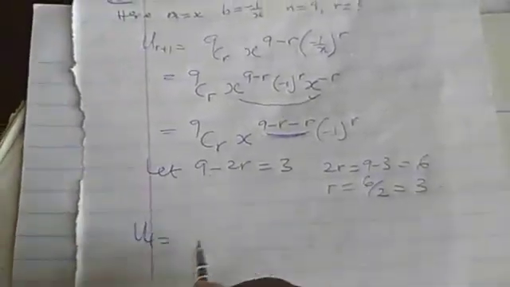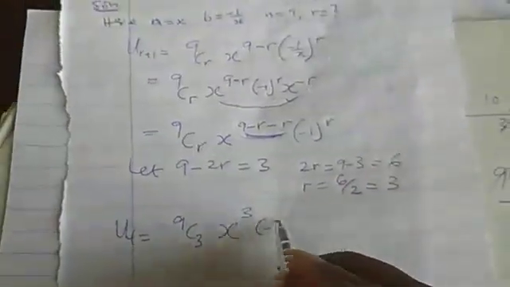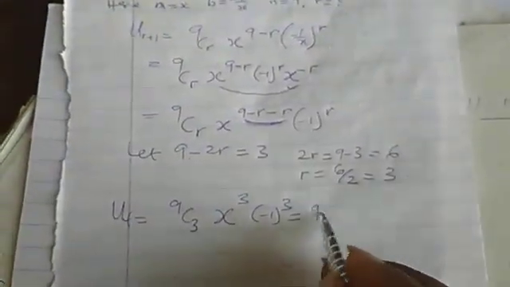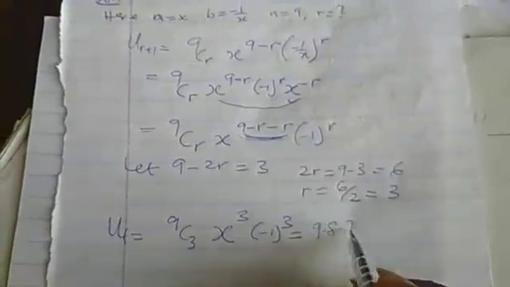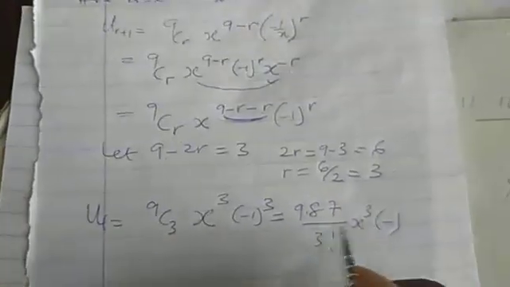Now we have known our r. So our answer will now be 9 combination r. Our r is now 3. 9 combination 3, x raised to the power, you have said let all this be 3 already, minus 1 raised to the power 3. 9 combination 3, you know that one will give me 9 times 8 times 7 over 3 factorial. x raised to the power 3 and minus 1.